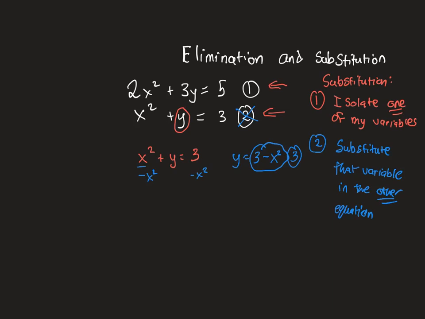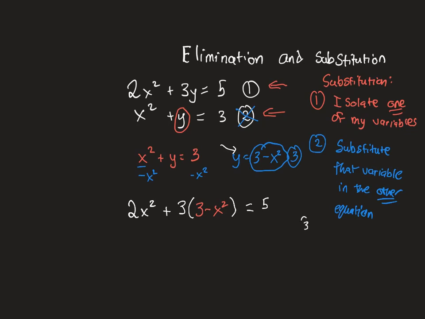So I have 2x squared. Nothing changes there because there's nothing wrong with the x's. But then you have 3, and 3 is being multiplied by the y. Now the y becomes 3 minus x squared. Why? Because I'm telling you here that y is 3 minus x squared. And it's equal to 5.